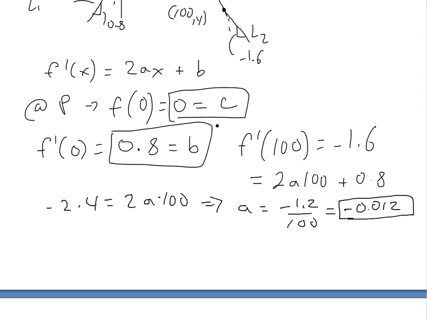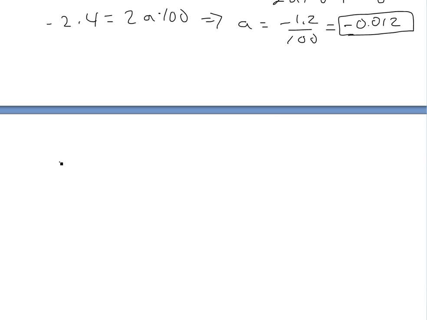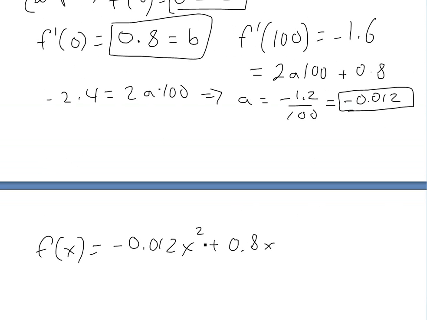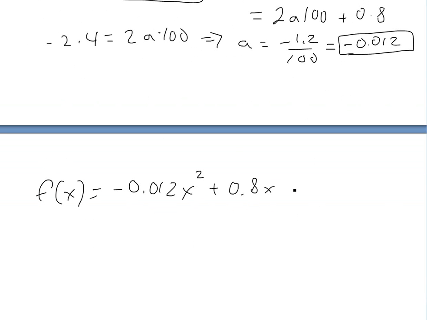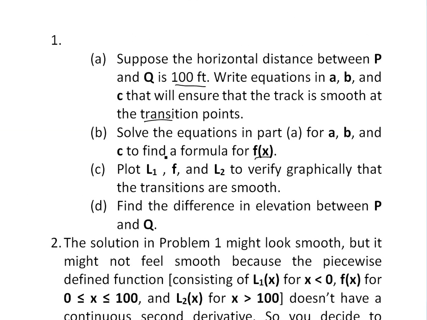So we have our a, b, and c, and then our f of x is going to equal, we just plug in those a, b, and c. C is 0. Remember, we get this equation for f of x right here, so this parabola. So that's our answer.